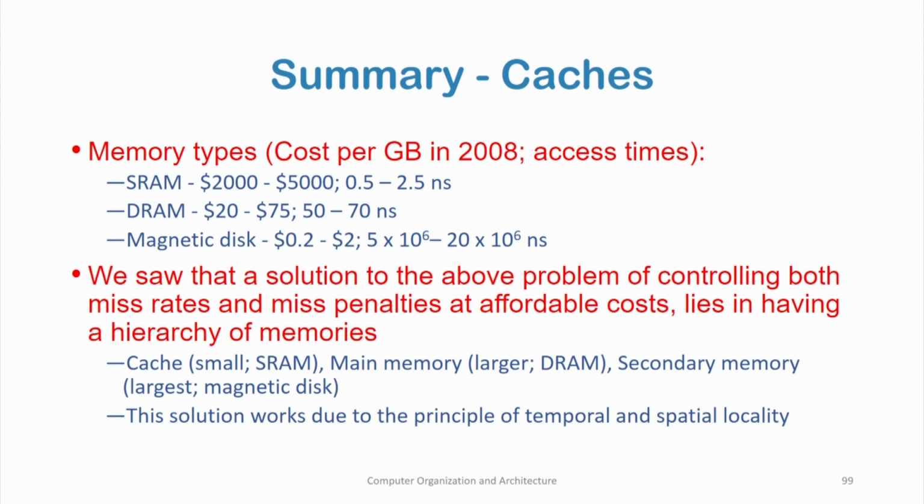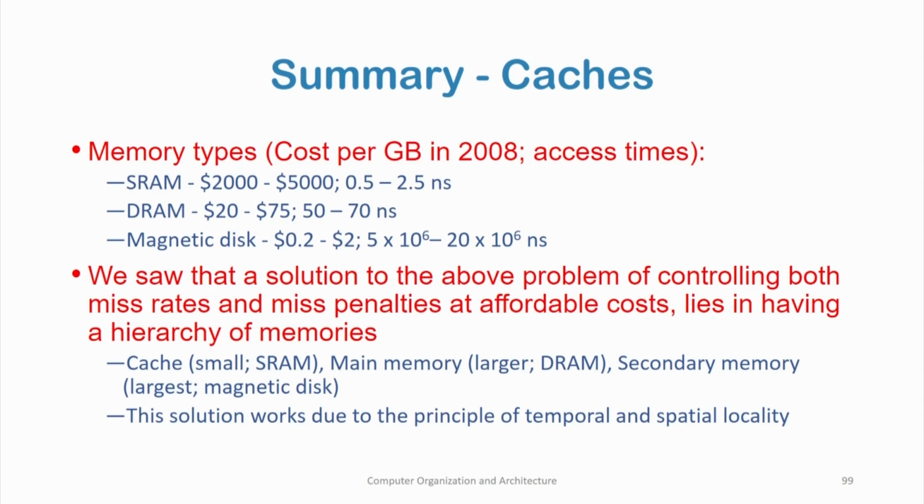Because we need a very large memory, but we cannot have very large fast memories since their cost is huge, we need a trade off between the cost and the size of memory that is needed. We saw that a solution to the problem of controlling both miss rates and miss penalties at affordable costs lies in having a hierarchy of memories. We have a small cache built using SRAM, a larger main memory built using DRAM, and an even larger secondary memory built using magnetic disk.